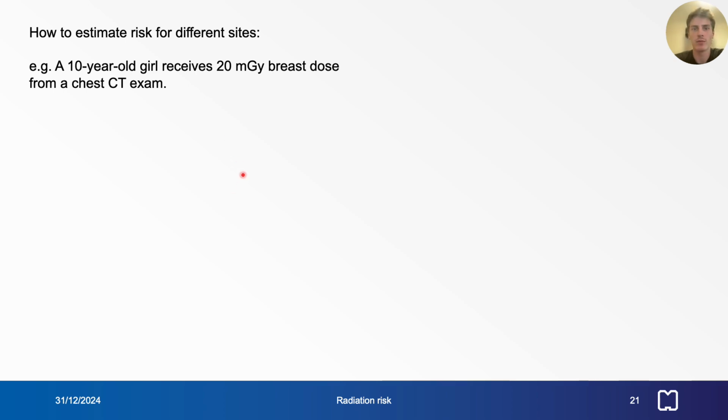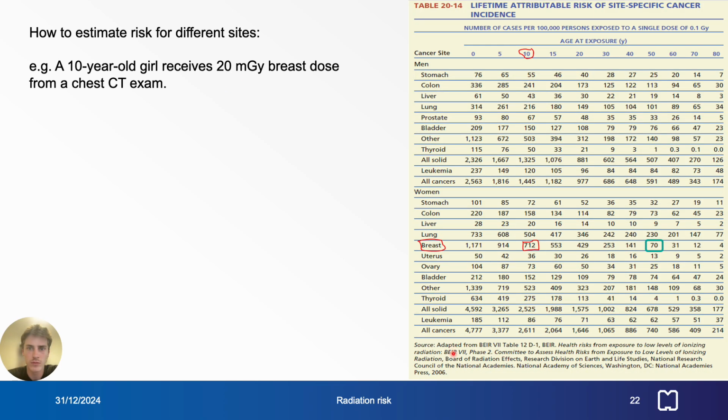Let's walk through another example. How do we estimate risk for different sites? Let's say a 10-year-old girl receives 20 milligray breast dose from a chest CT exam. Now, using our table adapted from the BIR7, the lifetime attributable risk of site-specific cancer incidence, which gives us the number of cases per 100,000 persons exposed to a single dose of 0.1 gray. Now we have the age at exposure and the cancer site in men and women. So, looking at our example, the breast for a girl 10 years old gives us 712.